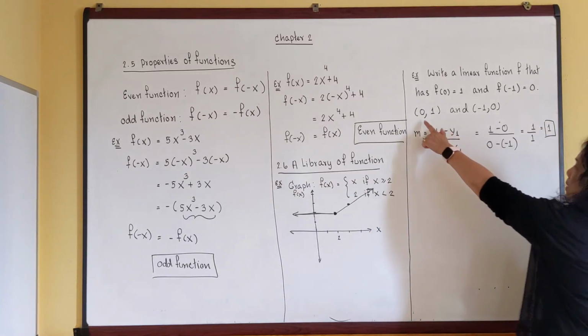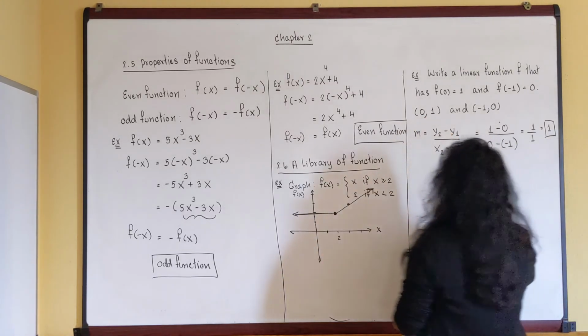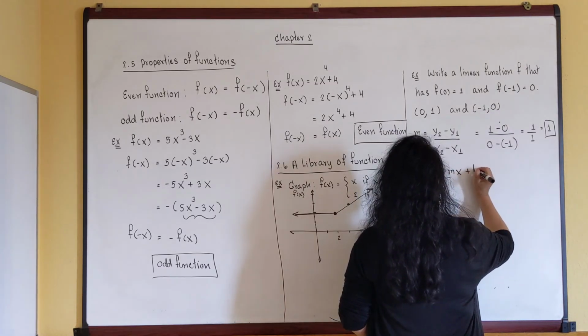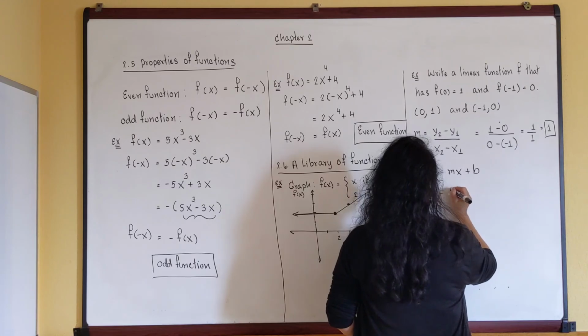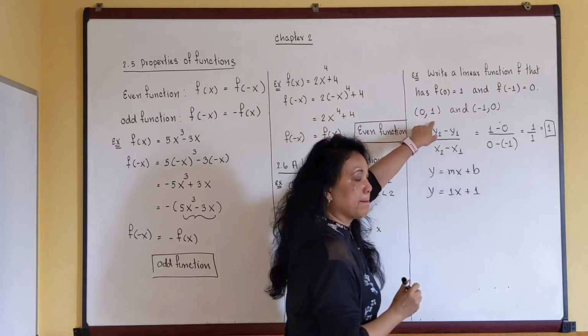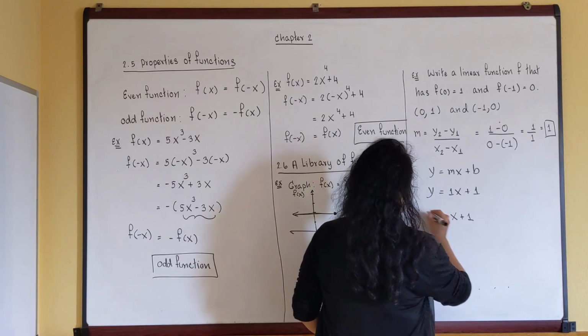And (0, 1) is the y-intercept because at the y-intercept x is 0. So I'm going to use slope-intercept form: y equals 1 times x plus b. This is my b. So y equals x plus 1.